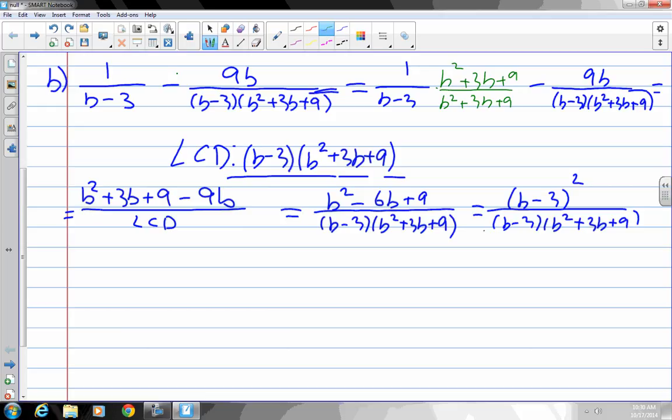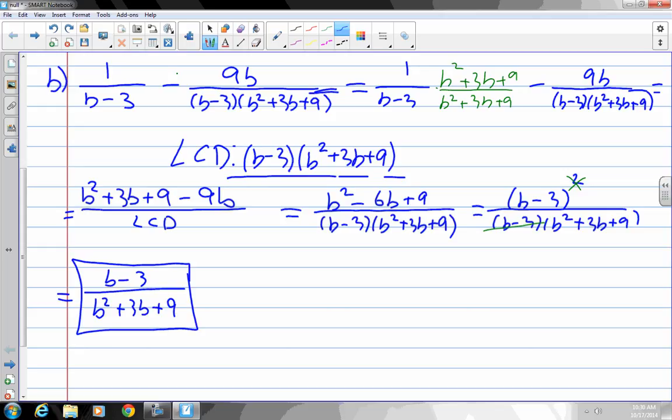So we can cross that and one of those. So we still have a factor of b minus 3 left in the numerator, all over b squared plus 3b plus 9. And that's as far as I can go.